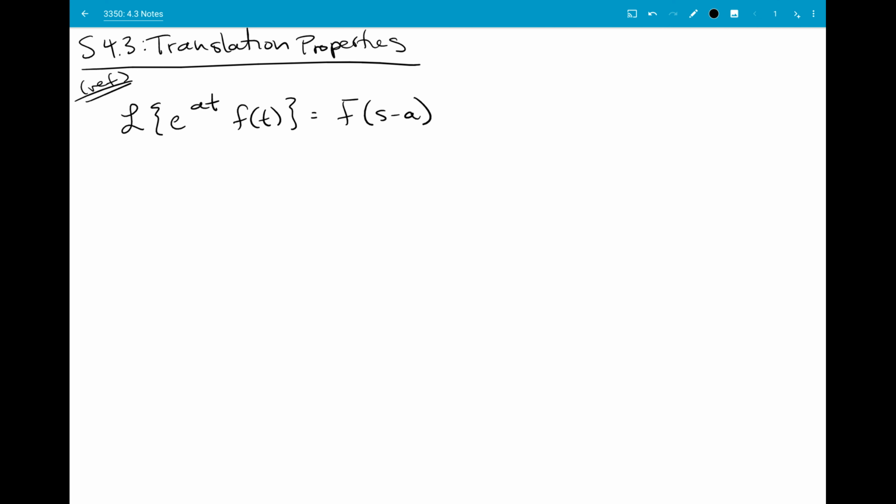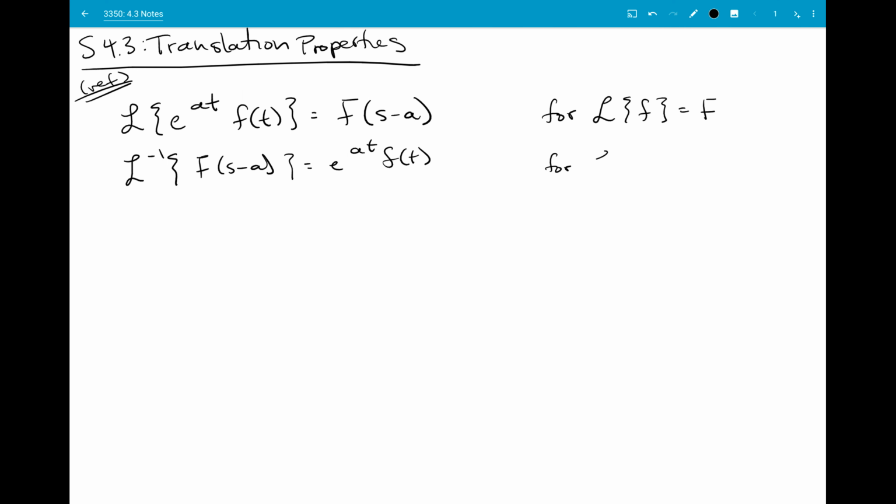The first is that the Laplace transform of e to the at times f is equal to capital F of s minus a, where we always assume that L of little f is capital F. And then conversely, L inverse of F of s minus a is going to be e to the at f of t, for L inverse of capital F equal to little f. So just like last week, you can copy down the forward and backward direction of these properties, or you can just copy down one and then know that the inverse is the same.